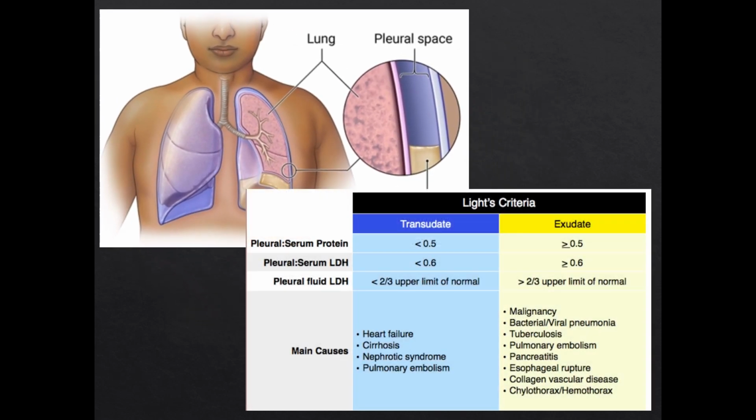I like to think of it as there is extra protein and LDH in exudative effusions. And when that isn't the case, when pleural protein and LDH are lower than 0.5 and 0.6 respectively, we're looking at a transudative effusion. Knowing this can help us to identify what else we might want to be on the lookout for, and you can see some of the main causes here. But before we know these lab values, we first have to be able to identify the pleural effusion on imaging.